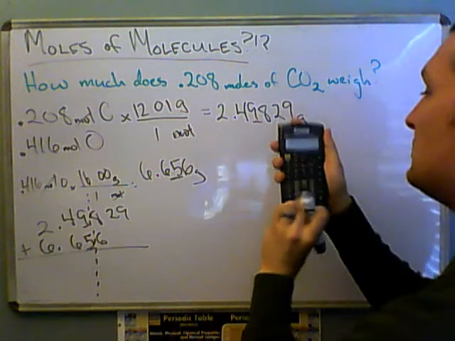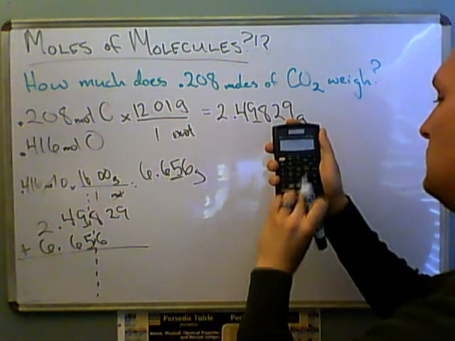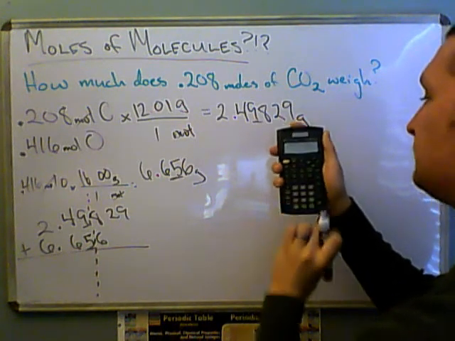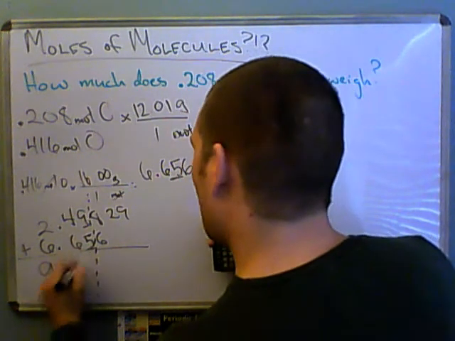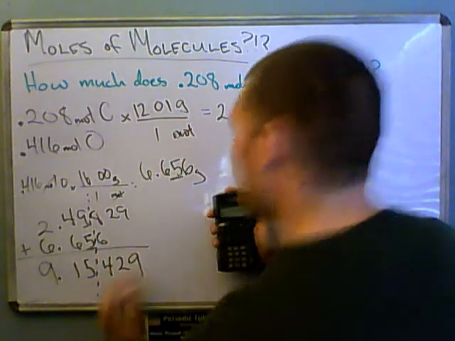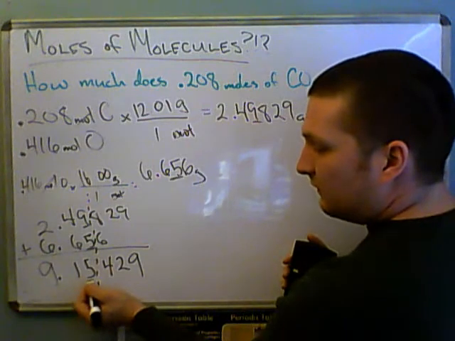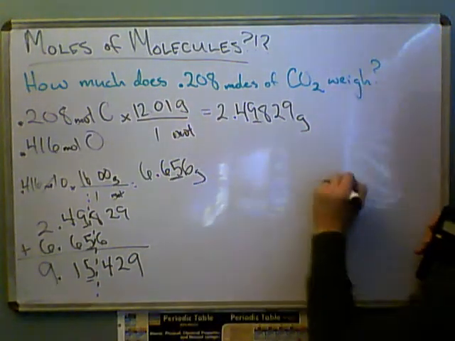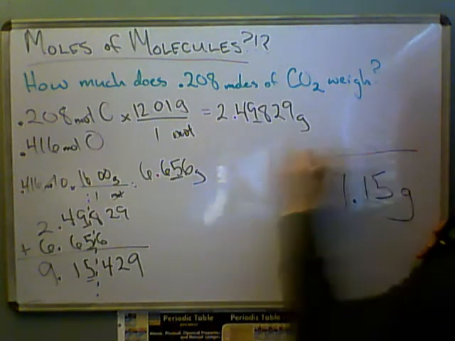We don't want to lose digits. So 2.49829 plus 6.656, and I get 9.15429. On this side is my last significant figure, and we don't need to round up. So my final answer is 9.15 grams.